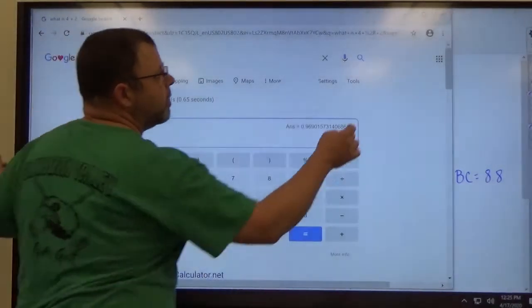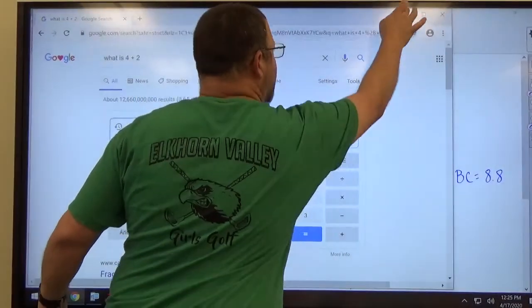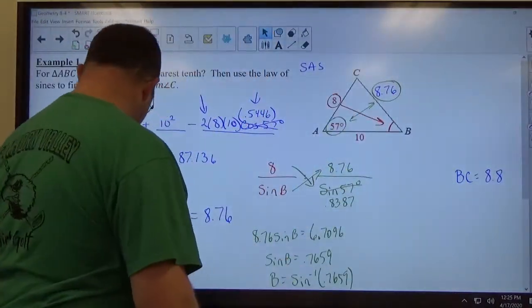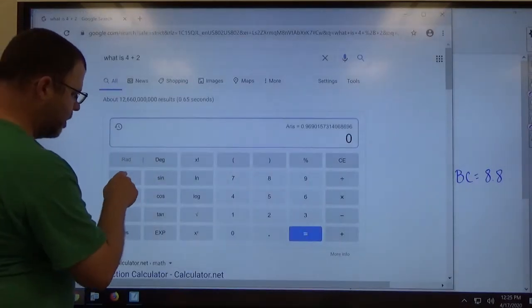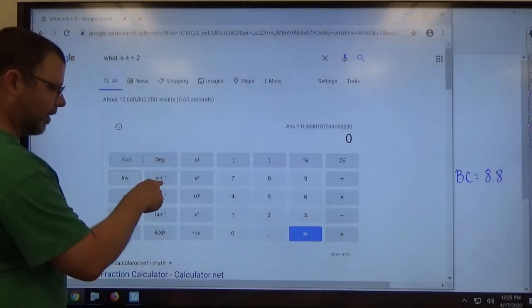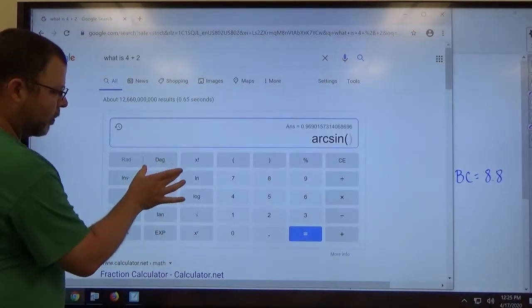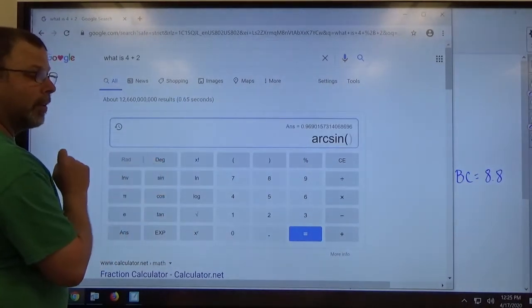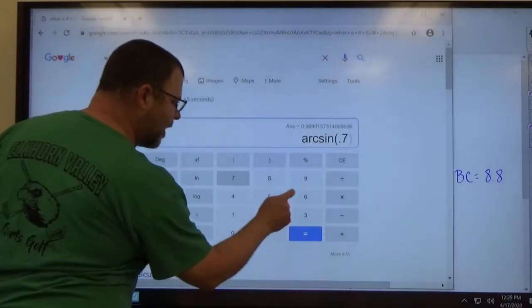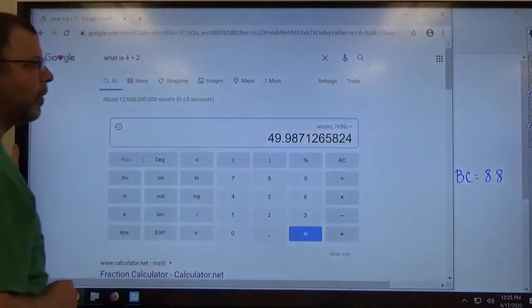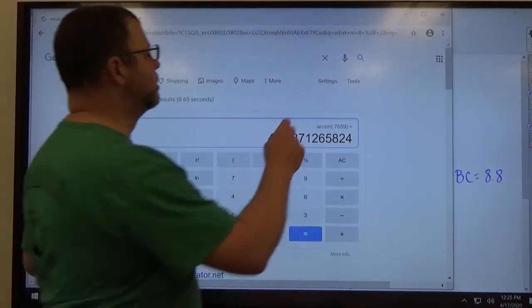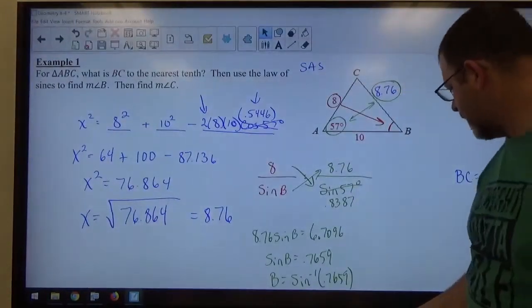So just find my 0.7659. So I want to inverse sine. So I hit inverse, and you notice it says sine -1. You can see that degrees is lit up, which means it's going to give me the answer in degrees. 0.7659, if my memory serves me right, is what we're looking for. That tells me the angle is 49.987.